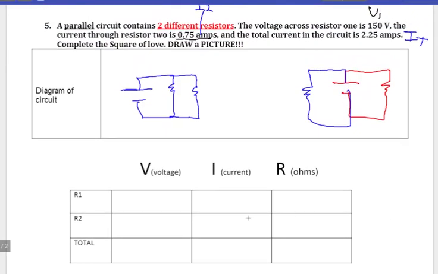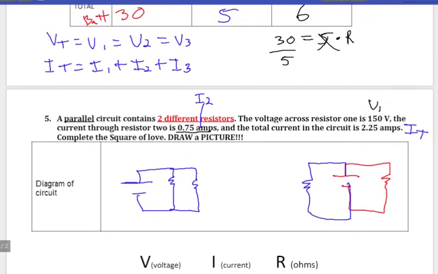So if I want to start filling out my box down below, I know that the voltage through resistor 1 is 150, so I can put that here. The current through resistor 2 is 0.75, and my total current is 2.25. So we're missing a lot of information here, but we should be able to figure this out. All we have to do is look at our rules above.